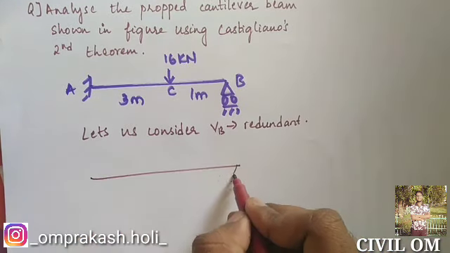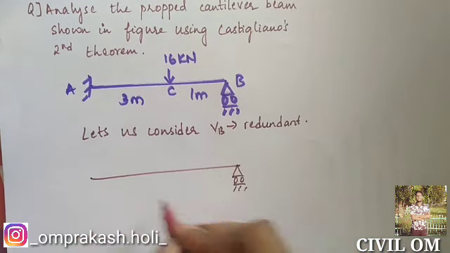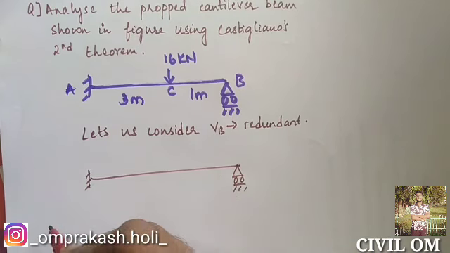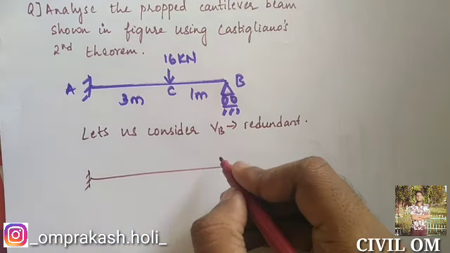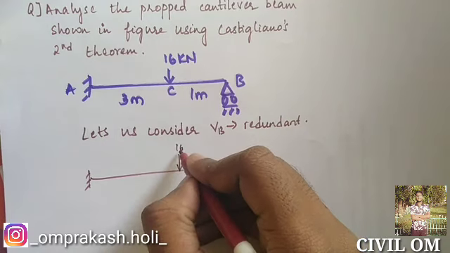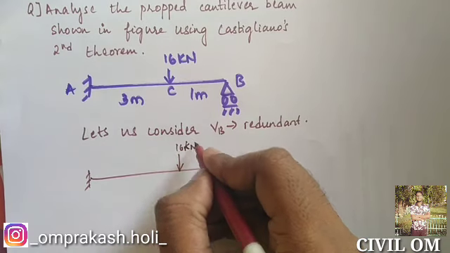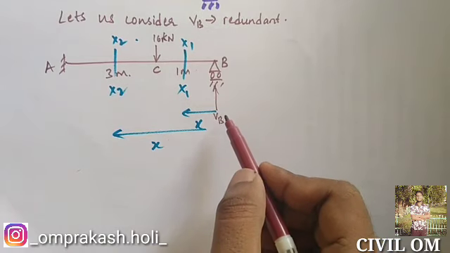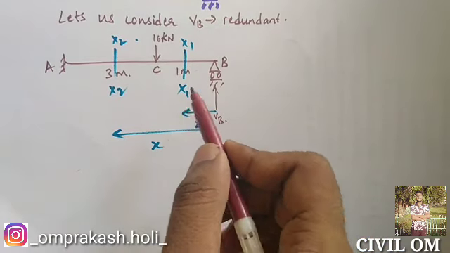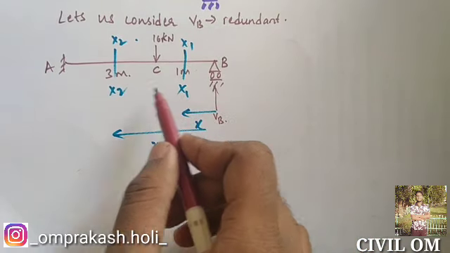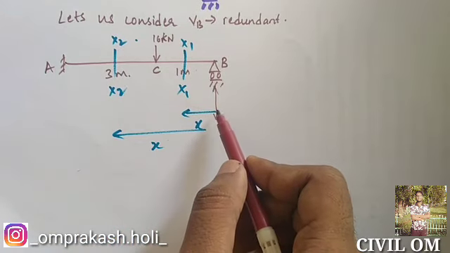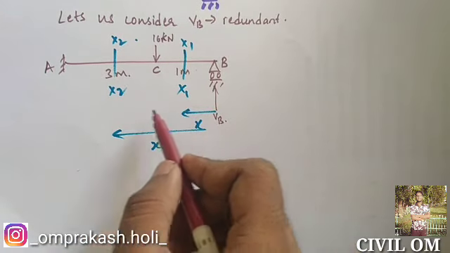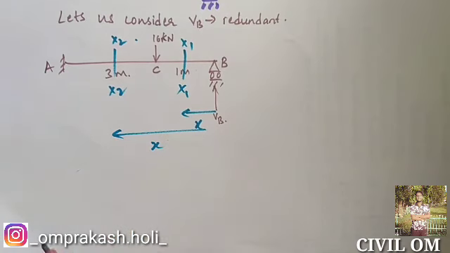So this is the diagram, roller support and the cantilever attached, and 16 kilonewton acting at this portion, 1 meter here, 3 meter here. This is support reaction VB. Consider the two portions in this particular diagram. We have VB, x1, x1, x2, x2 as the two portions. So the distance from this to this is x, this to this is x again.